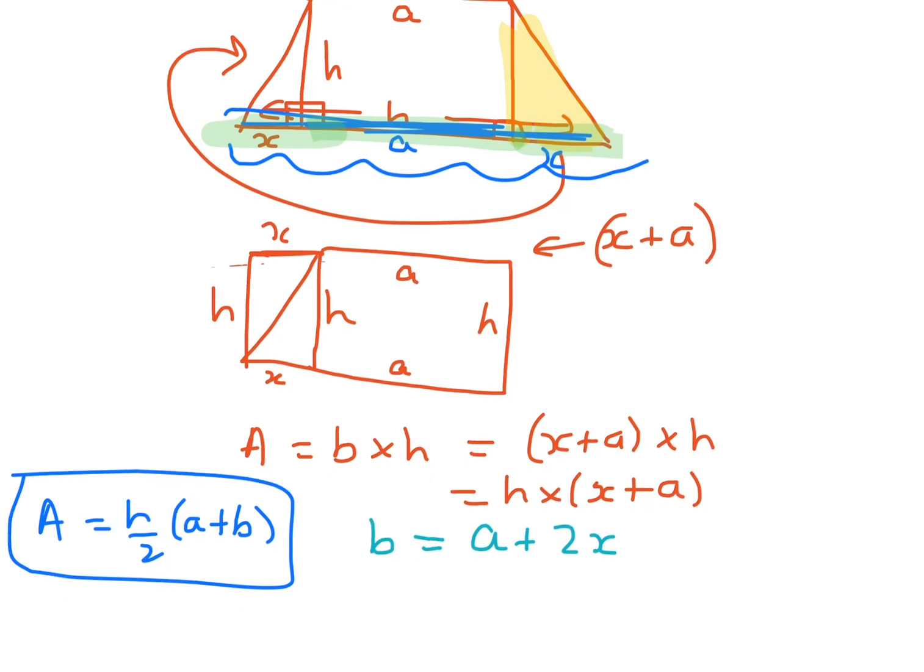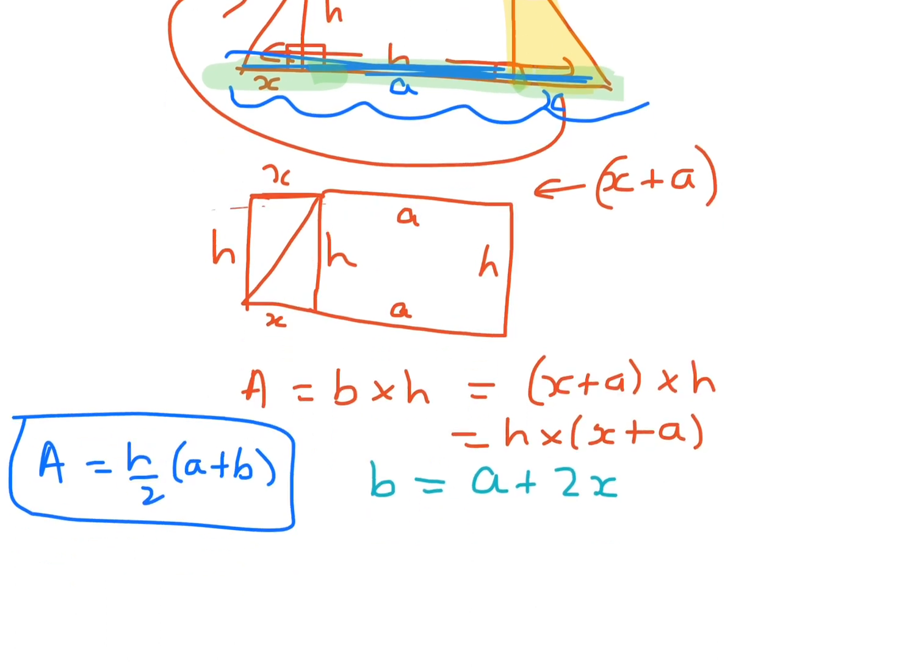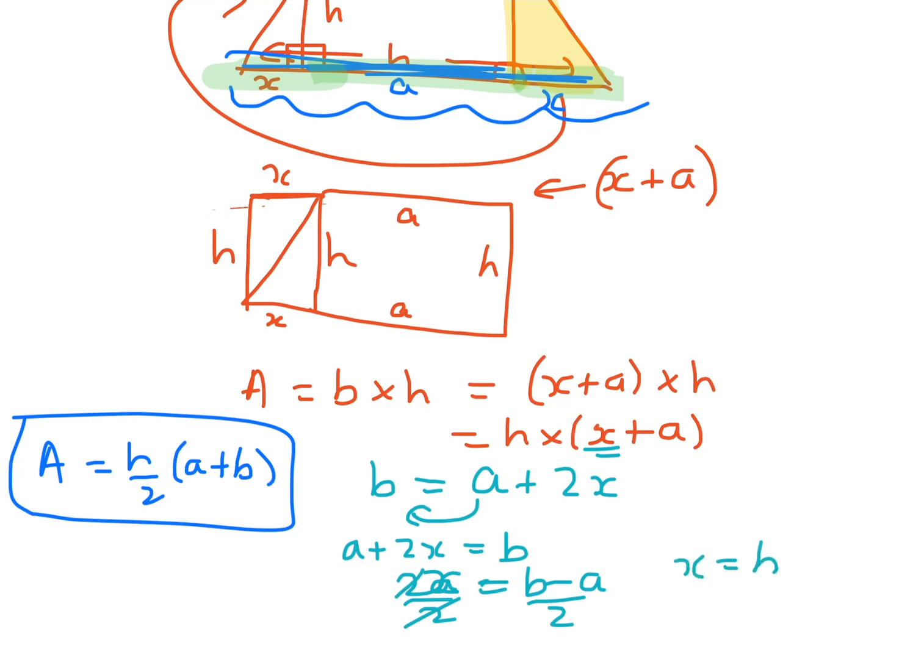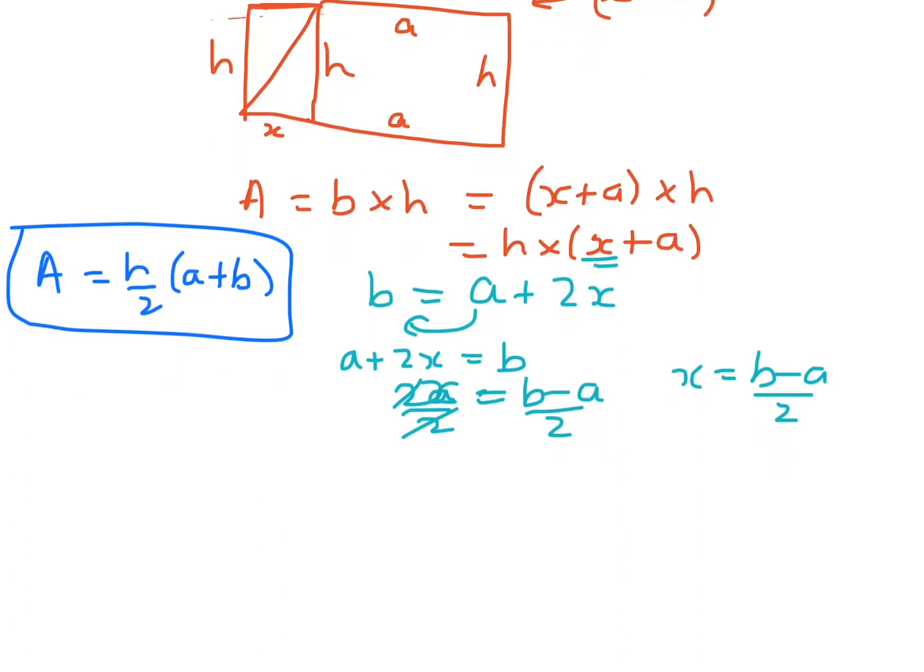So we really don't want the X in there. If we rearrange this, you've got A plus 2X equals B. If you take away the A, then you get 2X is B minus A. And then divide by 2, you get X is B minus A over 2. So I'm now just going to sub that into the formula.